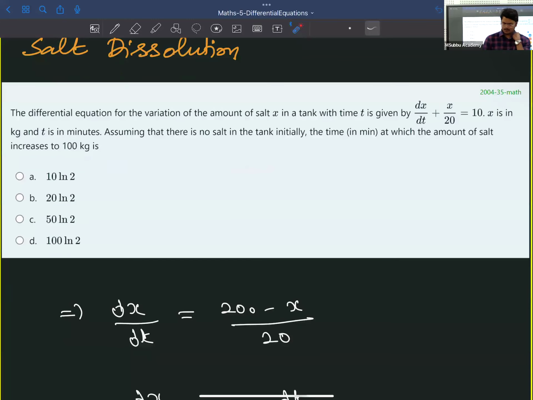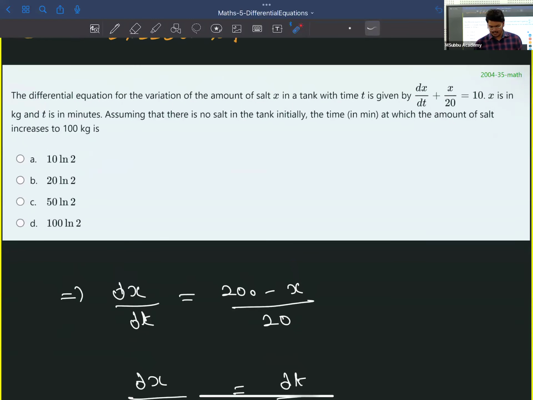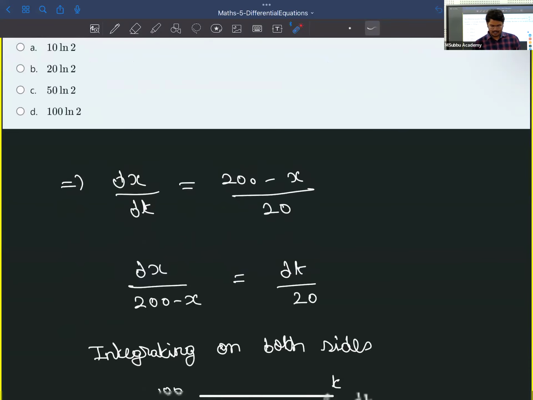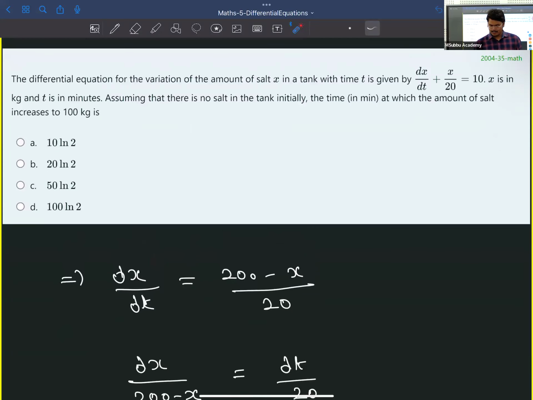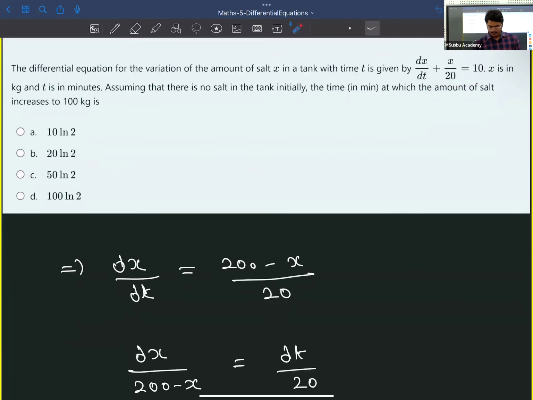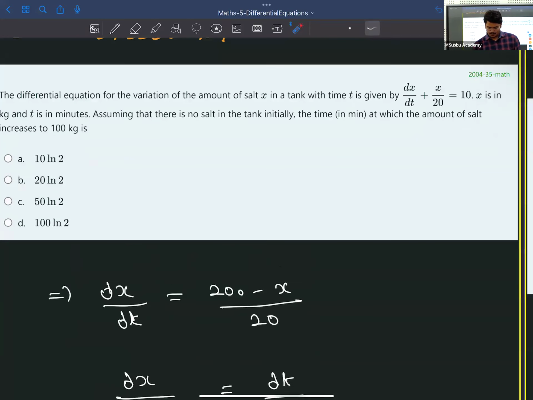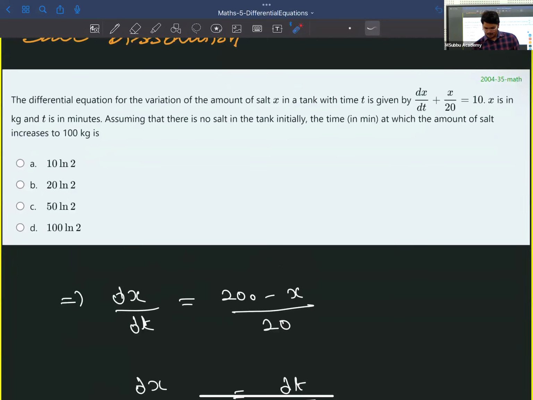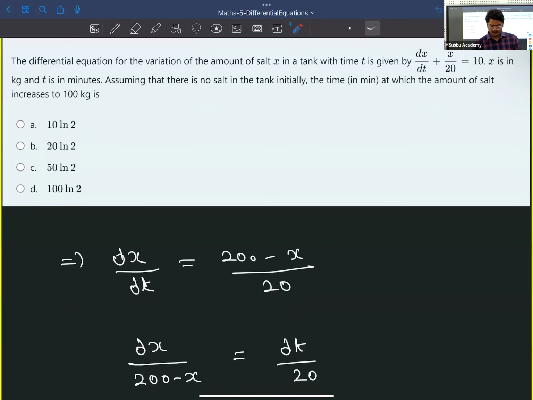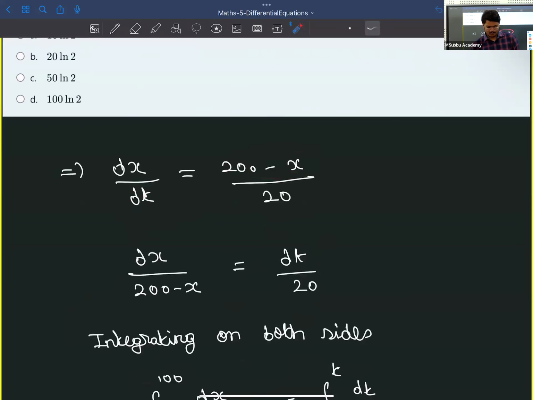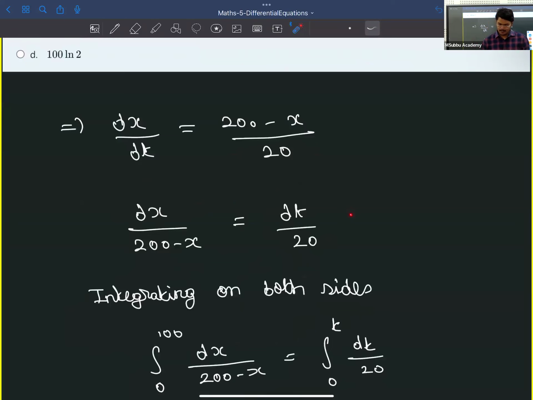Okay, so first, you have to just solve for t. Now write this equation. Take dx by dt is equal to, take this x by 20 that side. So when you solve for that, you'll get 200 minus x by 20. Sorry, this is not x, this is 10. So 200 minus x by 20. Take this 200 minus x this side, take this dt that side. So dx by 200 minus x is equal to dt by 20.